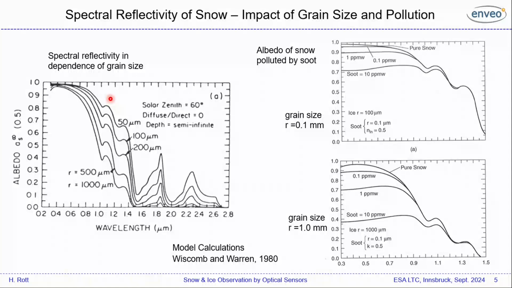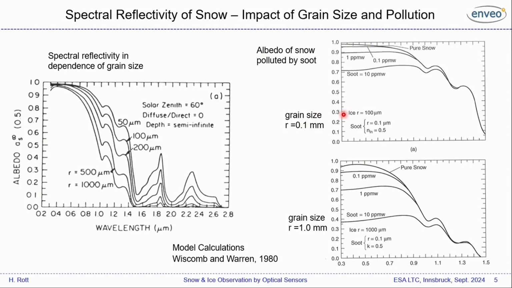Whatever, grain size is also, in my view, not a very well-defined parameter because grains can have quite complex shapes, so it's a parameterization. Then what's important is that soot has an important impact, and that is a model computation, also for different grains, 0.1 millimeter and 1 millimeter.